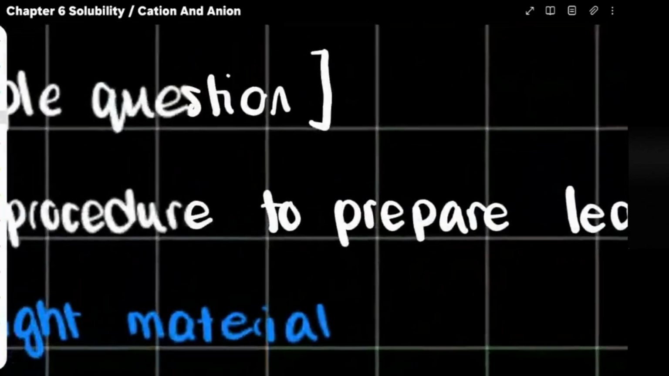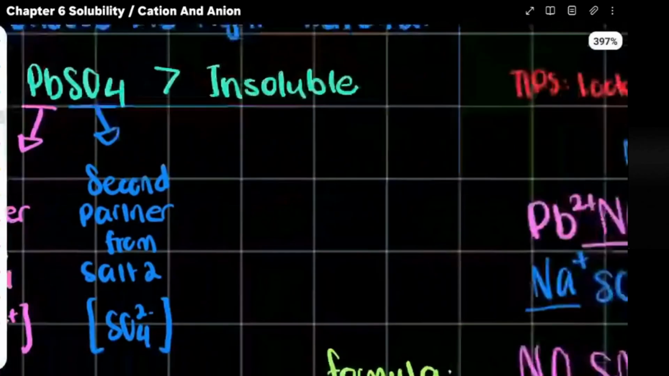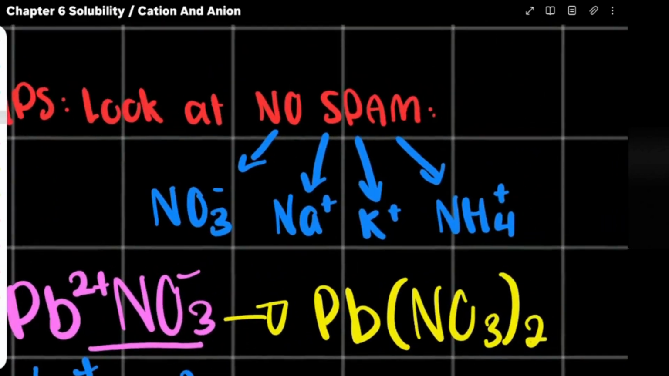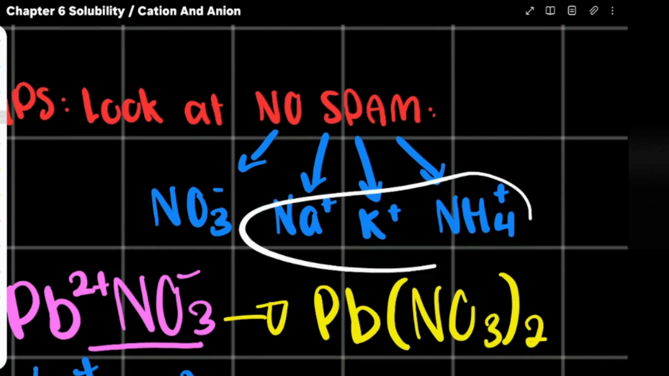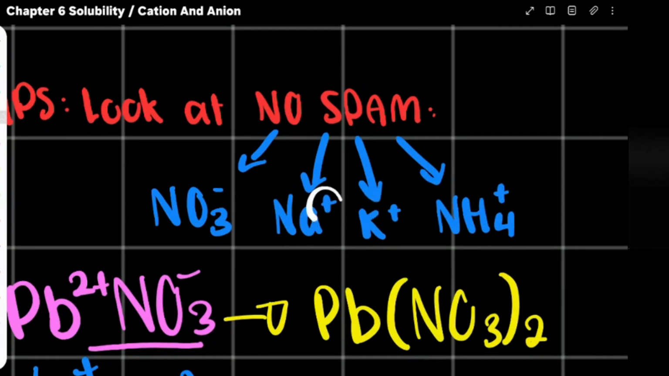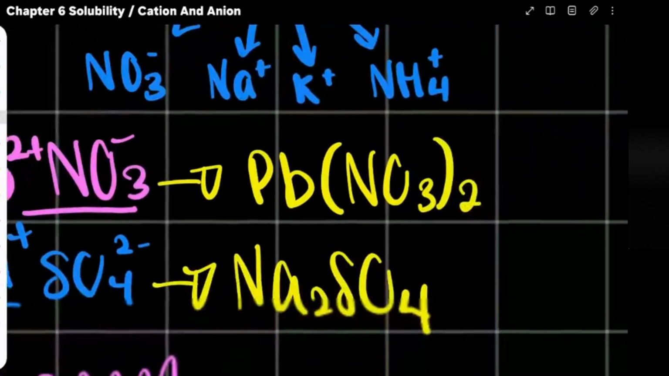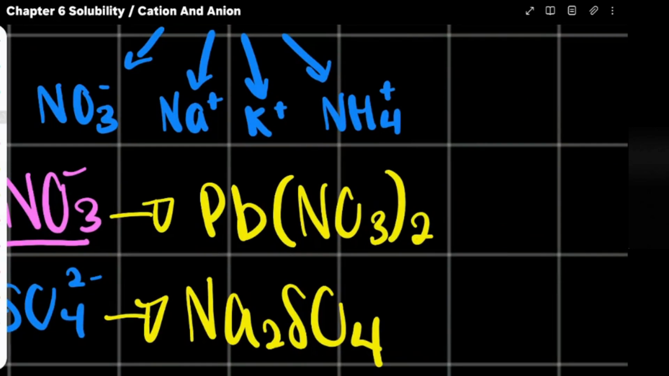So look here, PbSO4. You can use Pb and NO3. Look at the NO SPAM. Which one is the anion? Sorry, which one is the anion? Anion is the back one, only this one. This is all cation. Why? All of these are positive charge. What do you want right now? You have Pb2+. You need something negative, so of course you take NO3. This is nitrate, so you can combine them. You will get Pb(NO3)2. That's the first salt that we want to find.